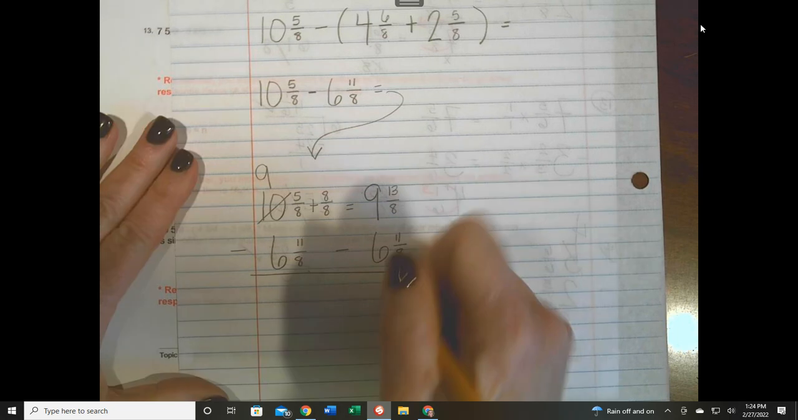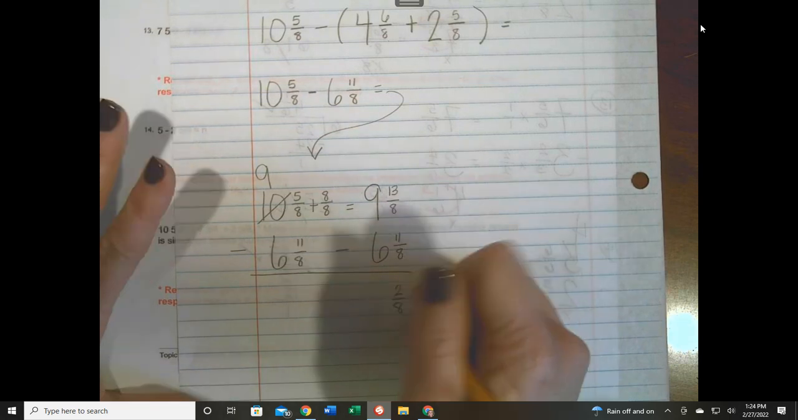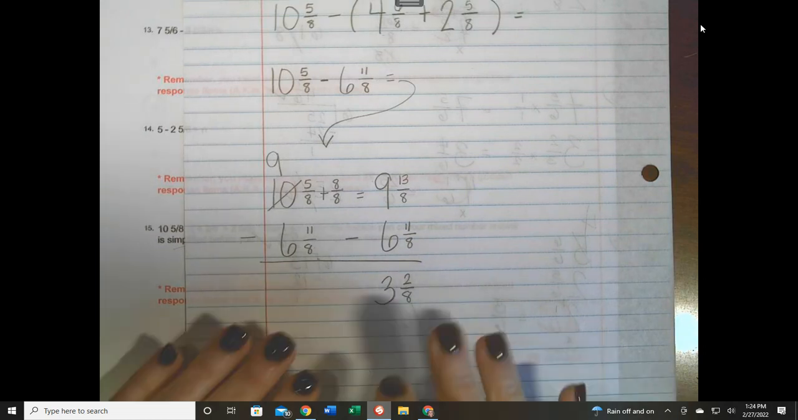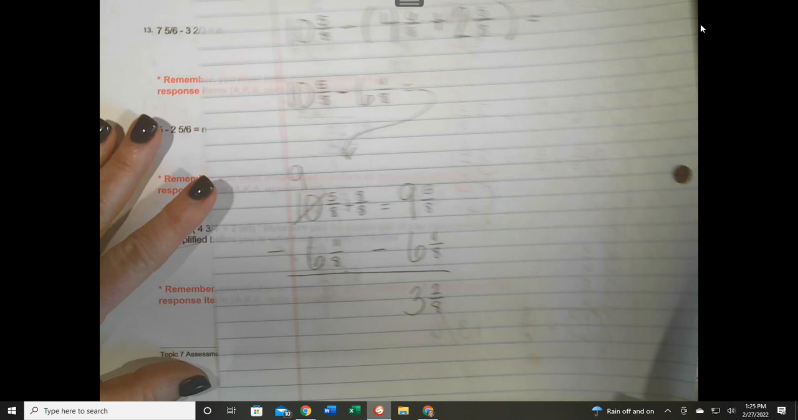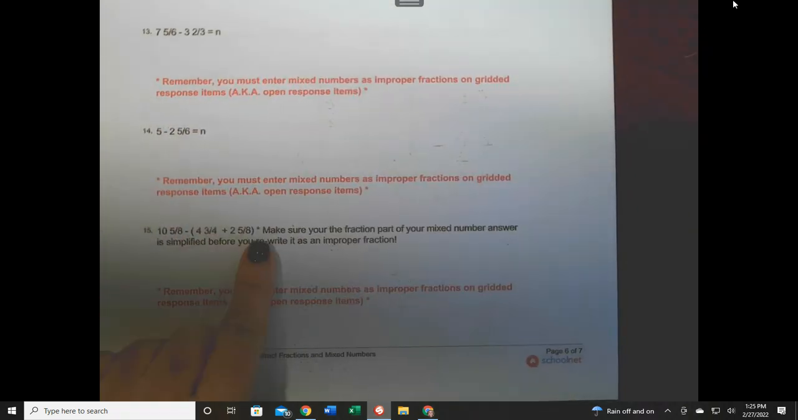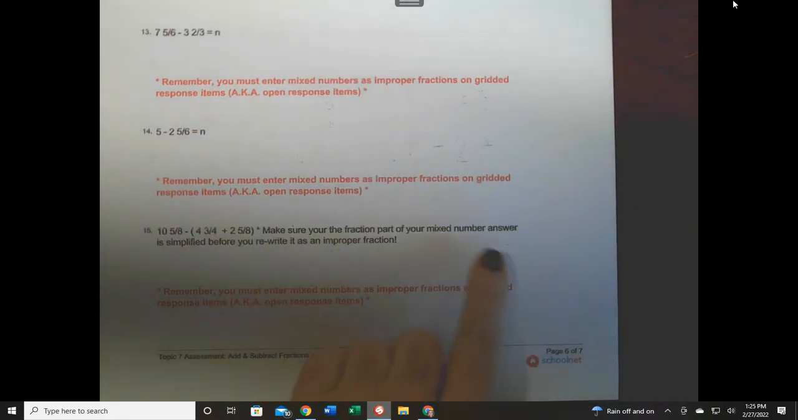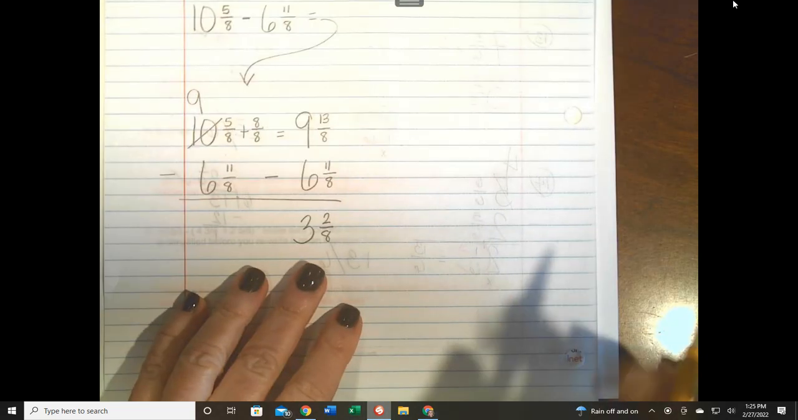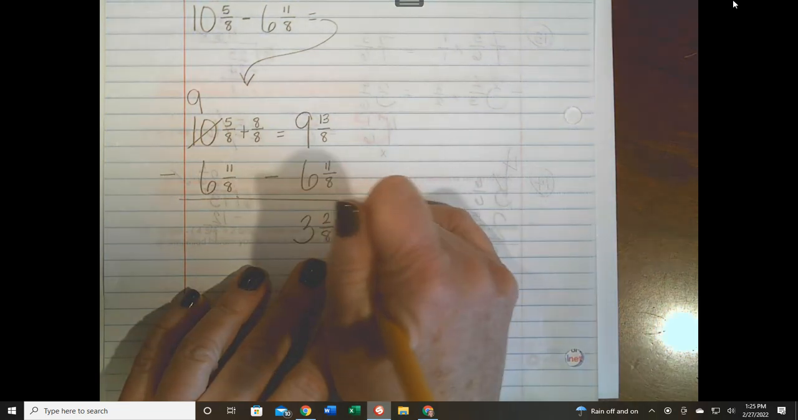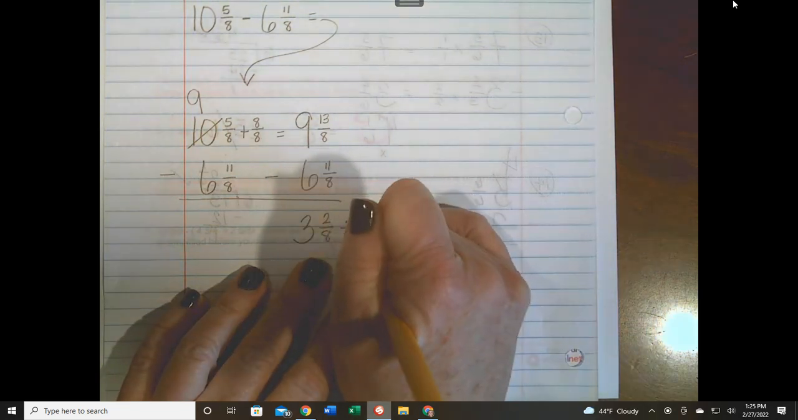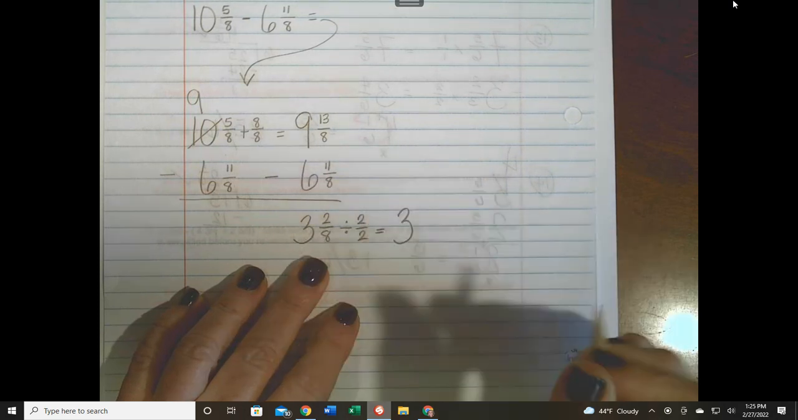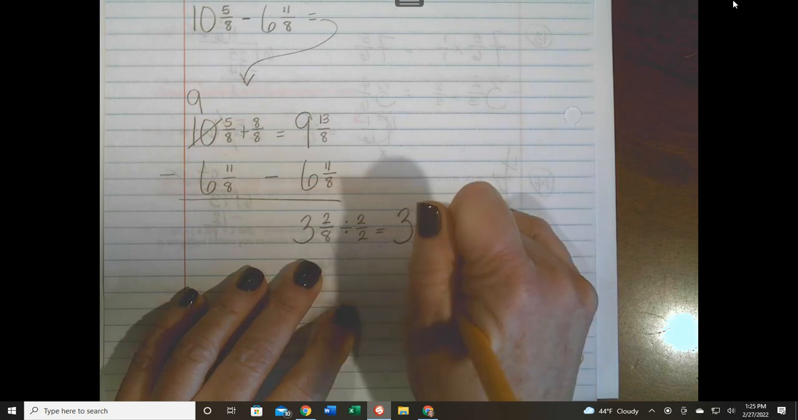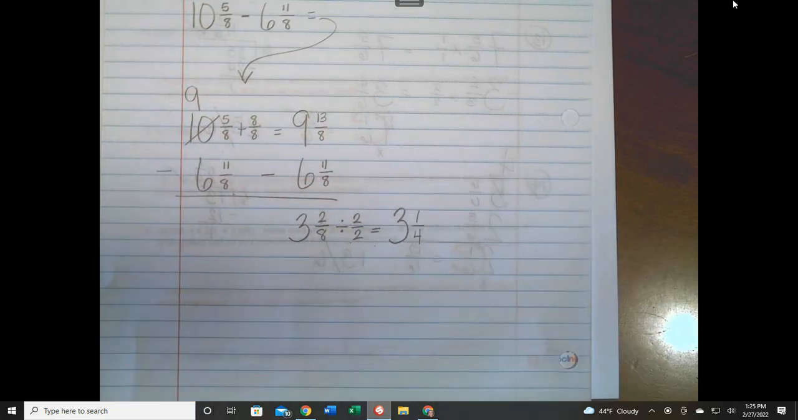So when I subtract my fractions, I get 2/8, and I get 3 when I subtract the whole numbers. Now, I have my answer, and there was a note about something I need to do before I rewrite it as an improper fraction. It says make sure the fraction part of your mixed number answer is simplified. All right, well, I look at that. I know that 2 is a factor of 2 and 8. They're both even. So I don't want to lose the whole number. That stays 3. 2 divided by 2 is 1. 8 divided by 2 is 4. So I get 3 and 1/4.